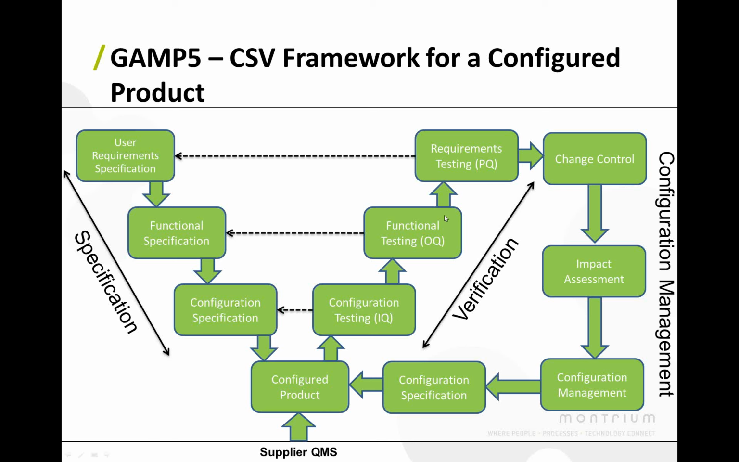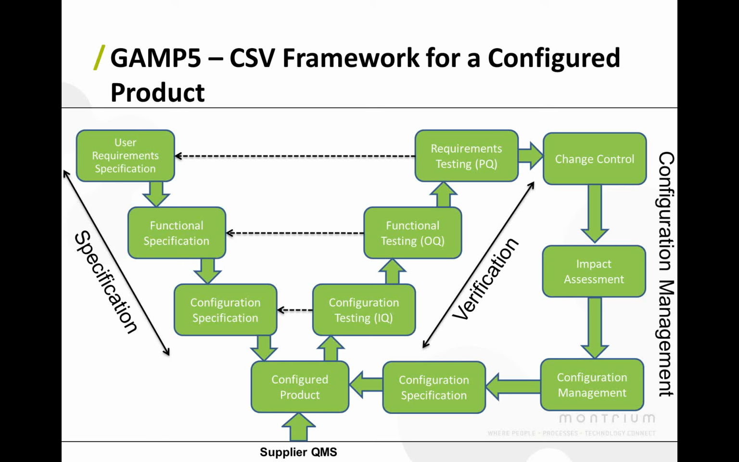The next stage is functional testing, or OQ, operational qualification. And this is really verifying that the system is operating correctly in its installed environment. And we'll actually verify this against our functional specifications. The final stage is requirements testing, or PQ. And this really allows us to test the system and make sure that we're actually meeting our user requirements as specified. Once we've completed these phases of testing, we actually finalize the validation and we'll move the system into production.